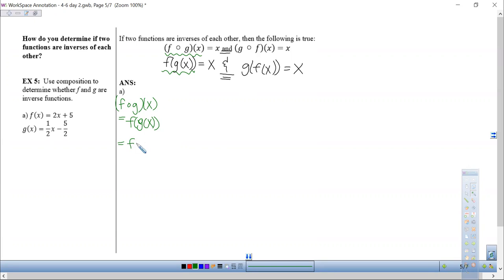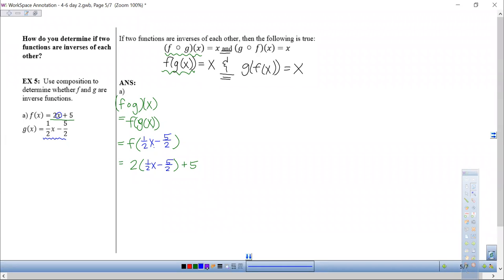So I'm going to take g and plug it into f. g is 1/2 x minus 5/2. So I'm going to plug 1/2 x minus 5/2 into the x in f, which is this one. So I'm going to take f, 2x plus 5, so 2 times x plus 5, and I'm going to replace the x with 1/2 x minus 5 over 2. Remember, the x disappears, and the whole function for g gets replaced in there.